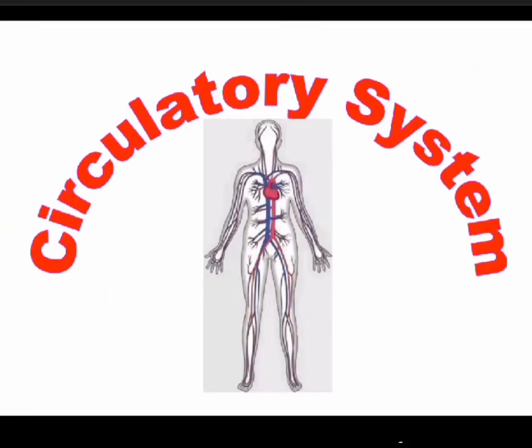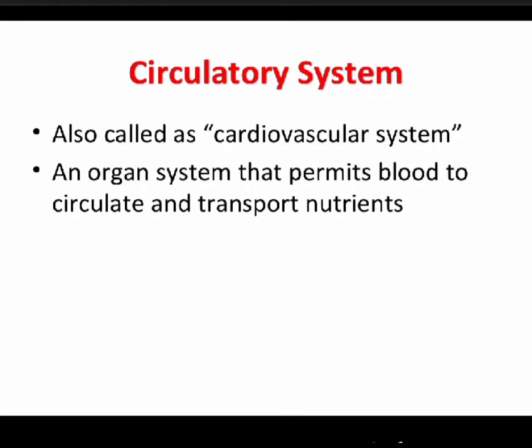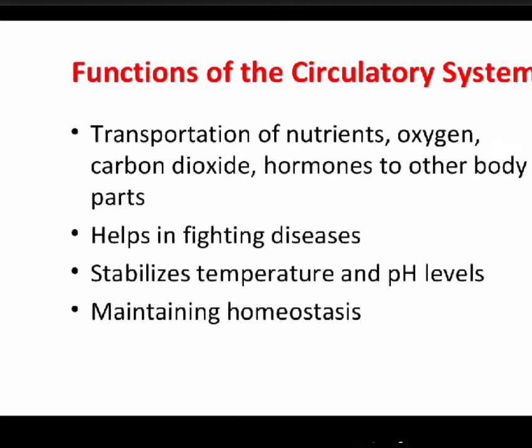Today we'll be looking at the circulatory system. We'll be looking at the heart and the various vessels that are attached to the heart, and then how blood is circulated through the body. The circulatory system is also called the cardiovascular system. Now, it is an organ system that permits blood to circulate and transport nutrients.